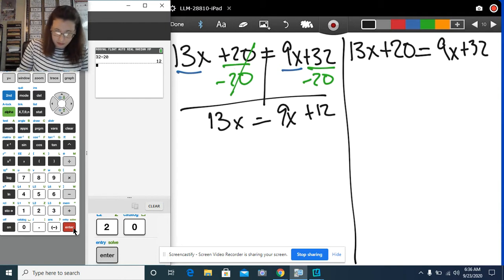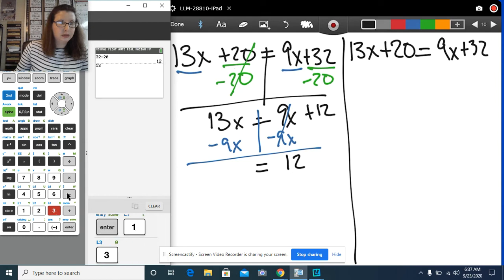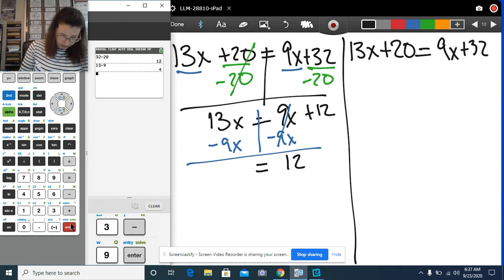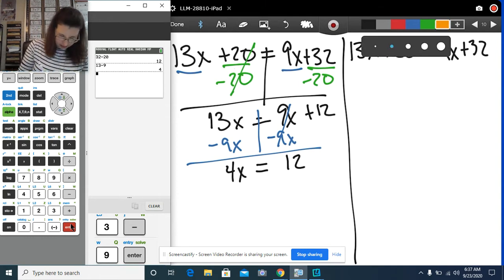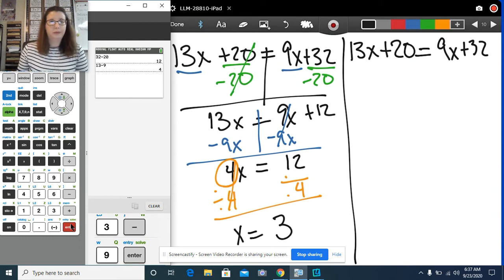Now I've got to subtract this 9x from both sides of my equation. A positive 9x subtracted by a negative 9x gives me the number 0. So I'm left with a positive 12 is equal to 13 minus 9, and that's 4x. Now, like I said, my goal is to get down to one single x, and I do that by dividing by this coefficient. So I divide both sides by 4. 4 divided by 4 gives me 1x, and 12 divided by 4 is 3.